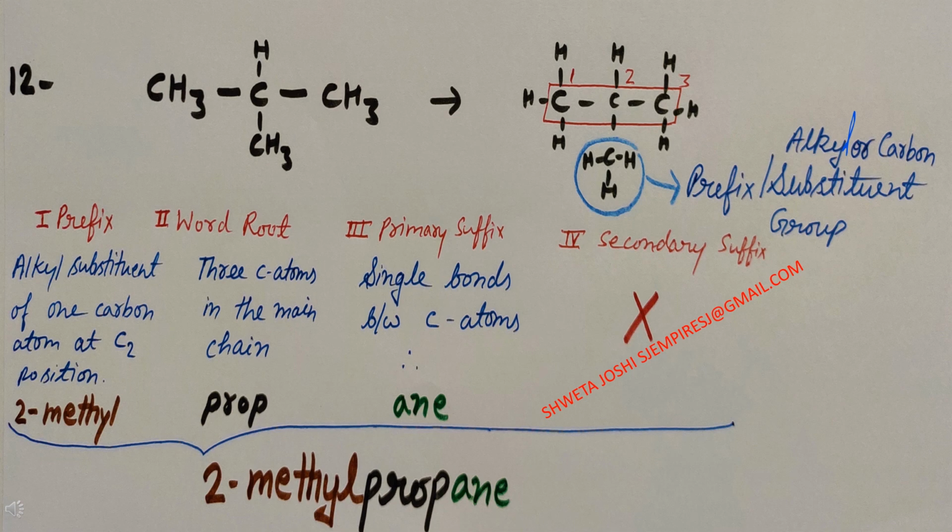Now, the word root is according to the number of carbon atoms in the main chain. In this case, we have 3 carbon atoms. That is why the word root will be prop. Now, since there is a single bond between carbon atoms, the primary suffix will be ane. And since there is no secondary suffix part, its IUPAC name will be 2-methylpropane.